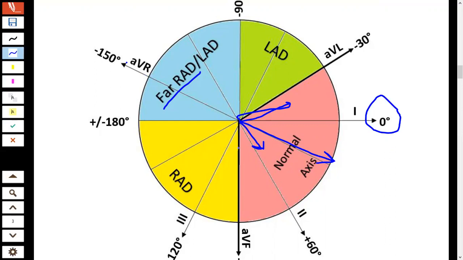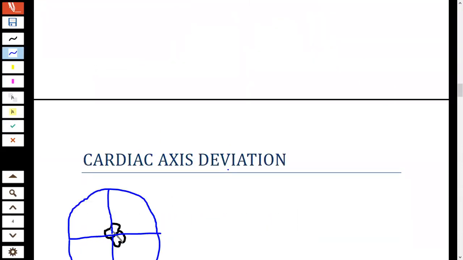But suppose limb lead 1 has an axis there. If I draw another axis of limb lead 1 in this direction, at this point I can say that limb lead 1 or its axis is deviated to the right. That means the abnormality lies in the limb lead 1 axis. We will see it in complete detail in the next sections.